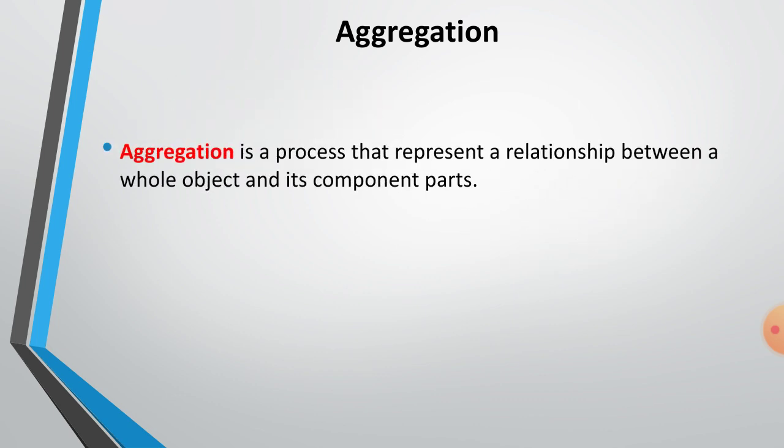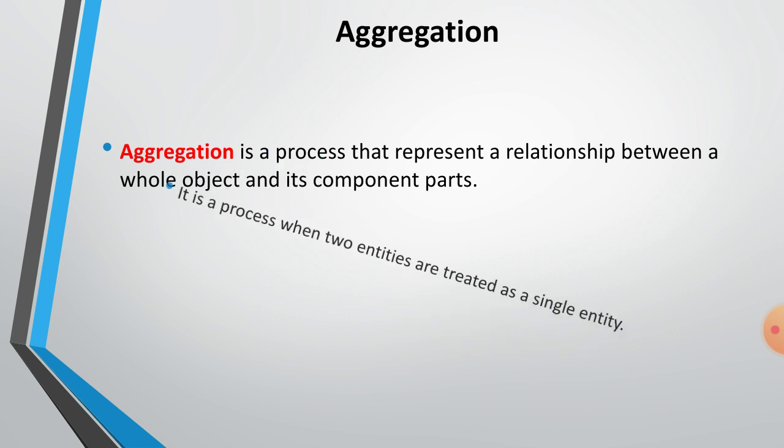And the last concept is aggregation. Aggregation is a process. It represents the relationship between a whole object and its component parts. So what is the purpose of this definition? Whenever we are representing a relationship between entities, sometimes there may be a chance of not getting the relationship in a proper manner. So by using the concept of aggregation, it is possible to implement that relationship concept in a proper manner.